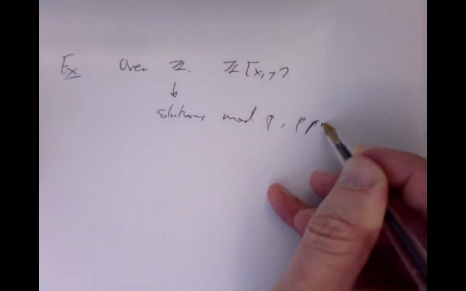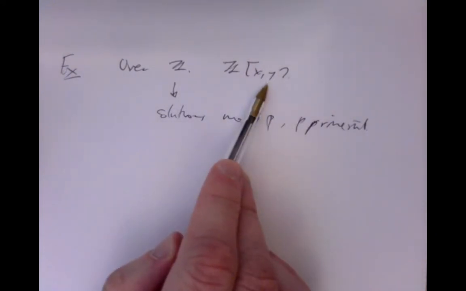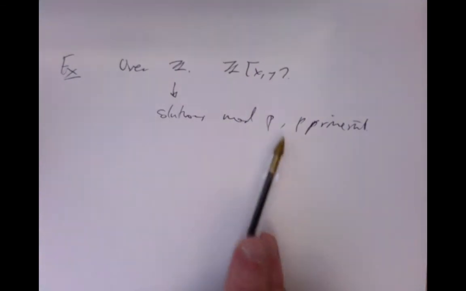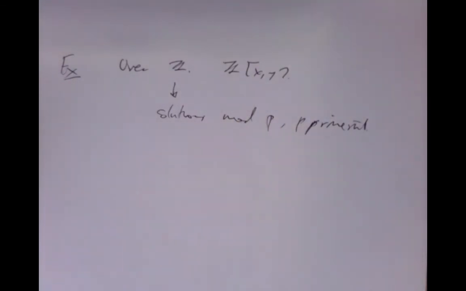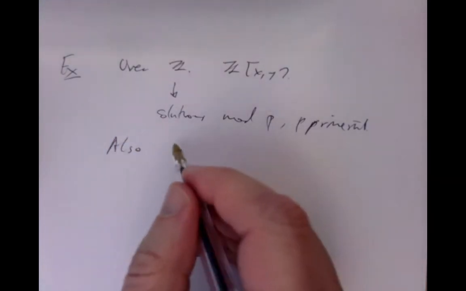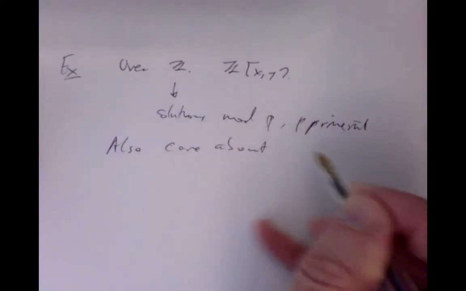P is prime, as a prime integer. So you can mod out all the coefficients, but you also mod out x and y, and you look to see if you can find x and y in the integers mod p that solve the equation mod p. And so that suggests that we care not only about rational solutions and integer solutions, we also care about finite field solutions.